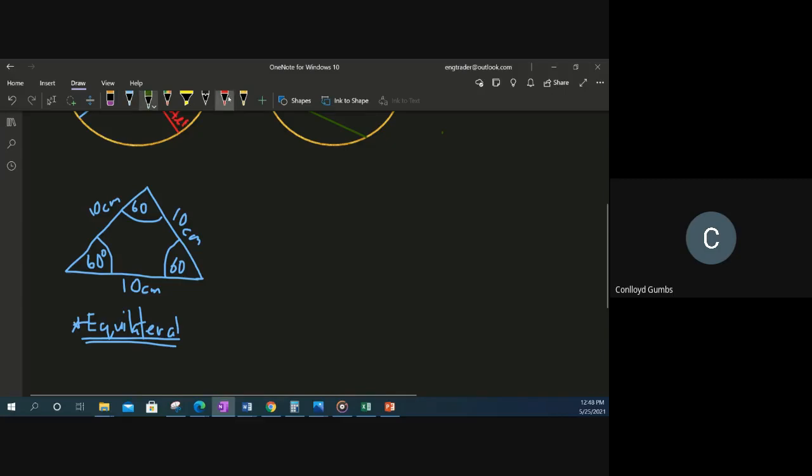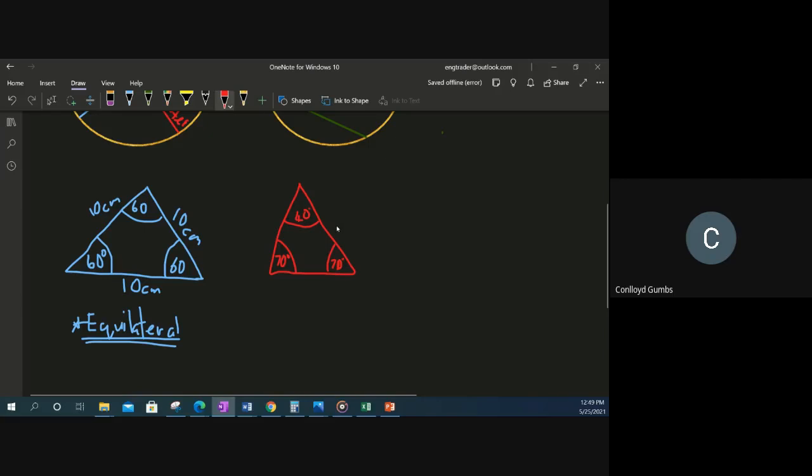Now, what about if we have a situation where we have two sides the same? Two sides the same. The angle here would be the same. So for instance, if this was 70, here would be 70, and here would be 40. All right, another combination could be 80, 80, and 20, or 75, 75, and so on. Two of these angles are the same.